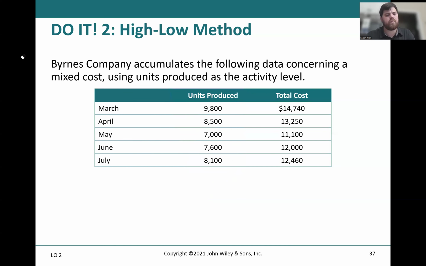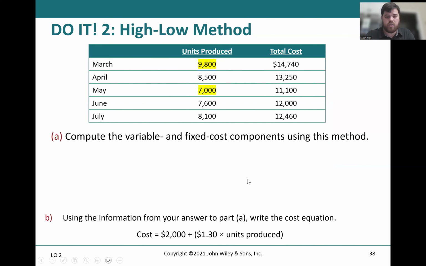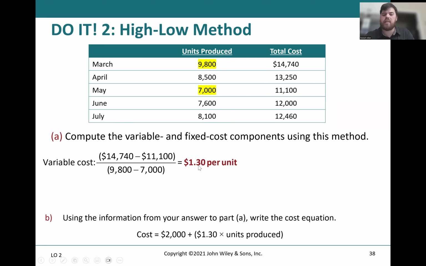Okay, very good. With that said, I'm going to click over to the next slide where you can see the solutions. Once again, May is the low point, March is the high point, and you can see that all they did is what we did before. They took the cost at the high point, 14,740, minus the cost at the low point, 11,100. Then they divided that by the number of units at the high point minus the number of units at the low point. So this is about 3,640 divided by 2,800, which comes out to be $1.30 per unit.